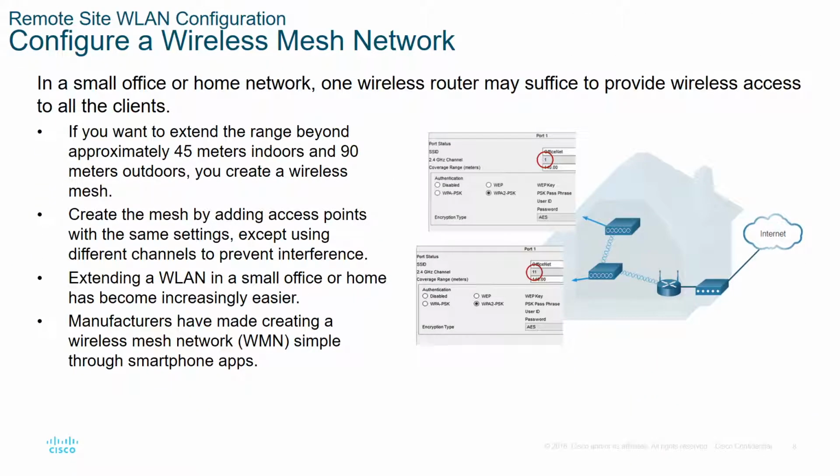Configure a wireless mesh network. In a small office or home network, one wireless router may suffice to provide wireless access to all the clients. If you want to extend the range beyond approximately 45 meters indoors and 90 meters outdoors, you create a wireless mesh. Create the mesh by adding access points with the same settings, except using different channels to prevent interference. Extending a WLAN in a small office or home has become increasingly easier. Manufacturers have made creating a wireless mesh network, a WMN, simple through smartphone apps.